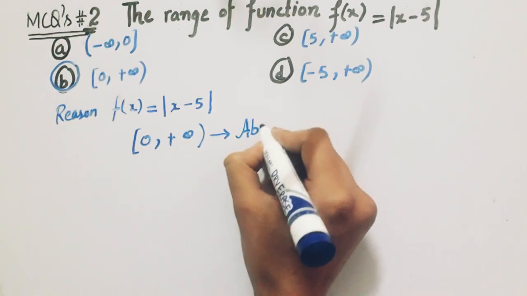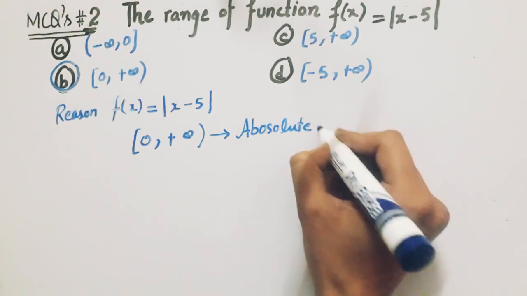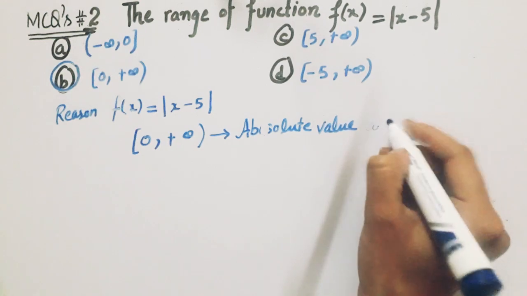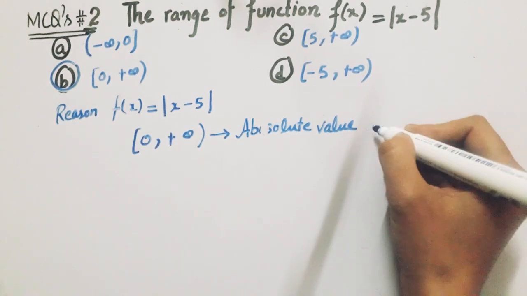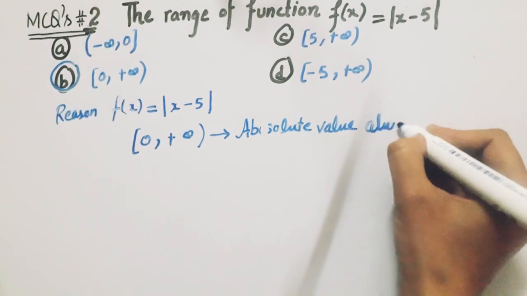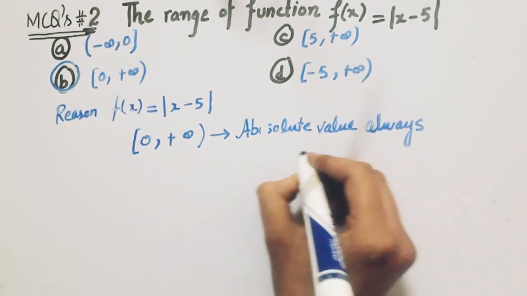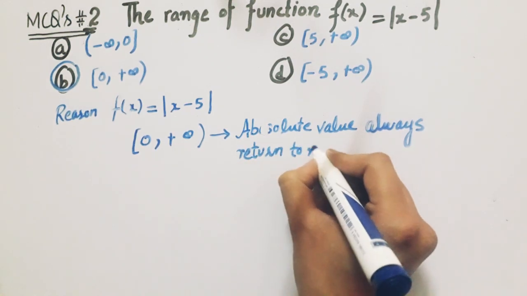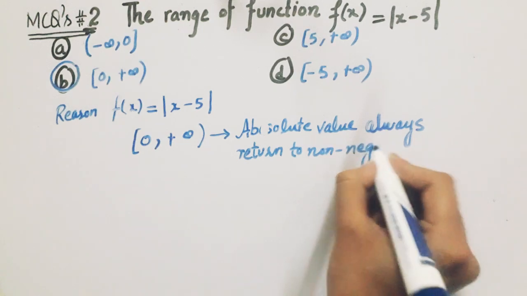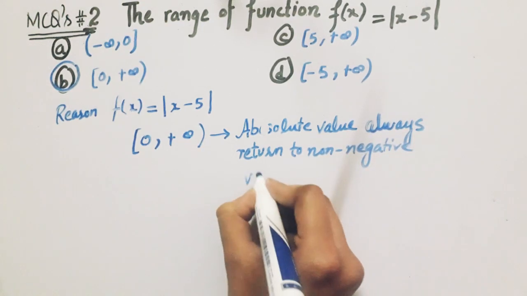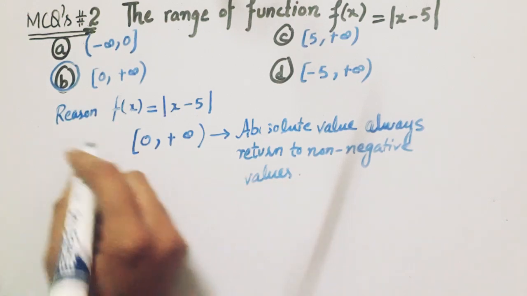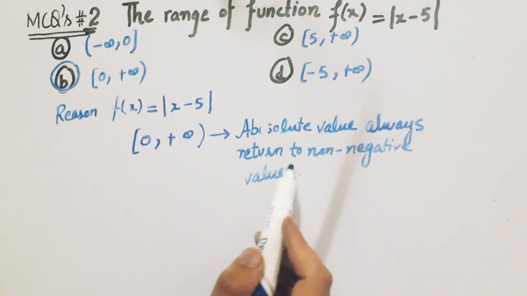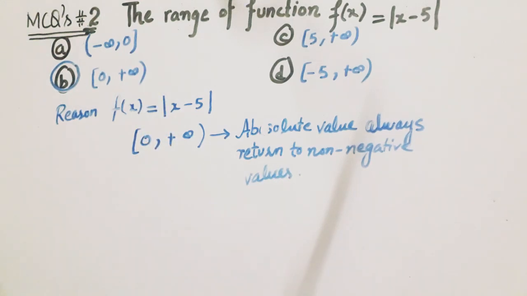because absolute value always returns non-negative values. So that's why our correct option is 0 and plus infinity, because it will cover all the positive numbers. Now we will solve MCQ 3.